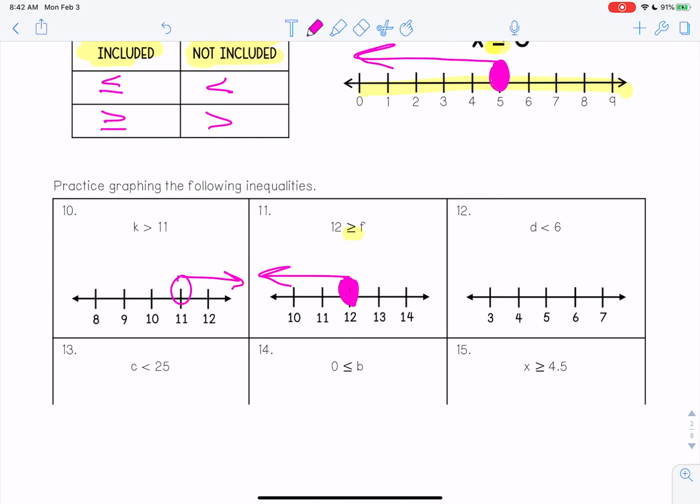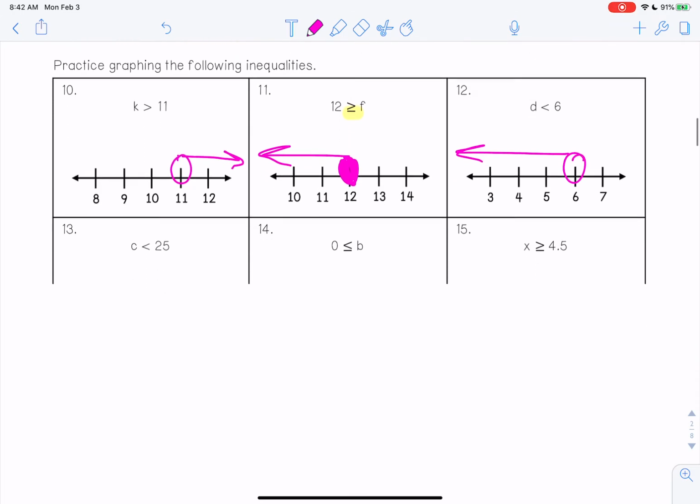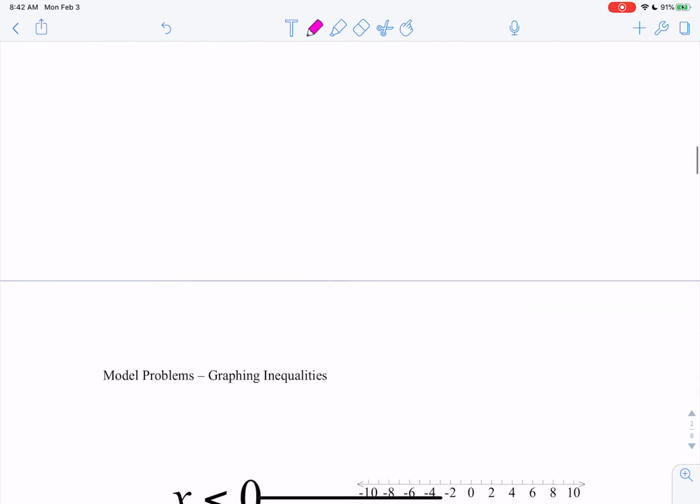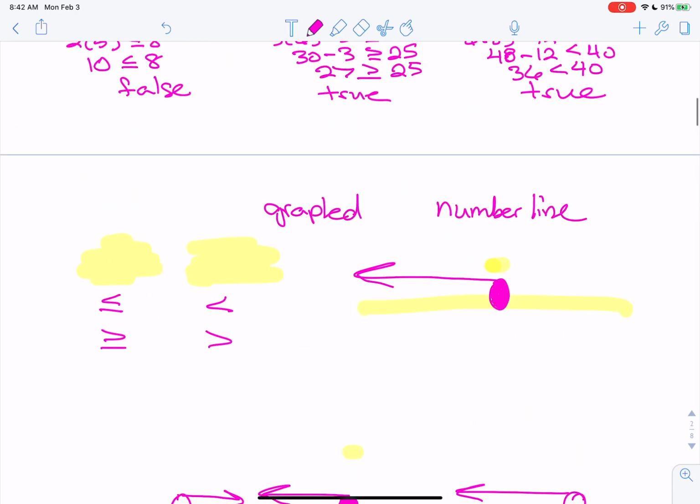For number 12, we have d is smaller than 6. So I'm going to have my bubble. There's no equal to, so the bubble stays open. And now d is smaller than 6, so I'm going to draw my arrow towards the direction of the numbers smaller than 6. Go ahead and pause the video.